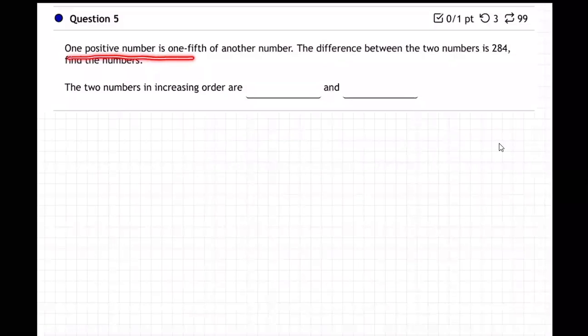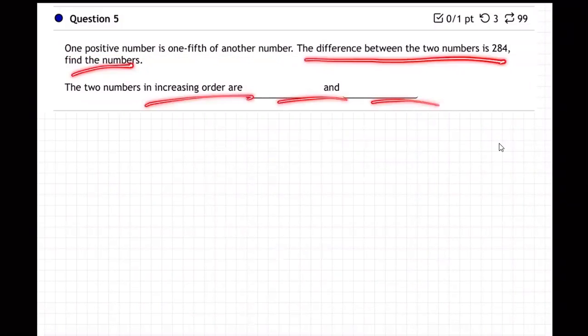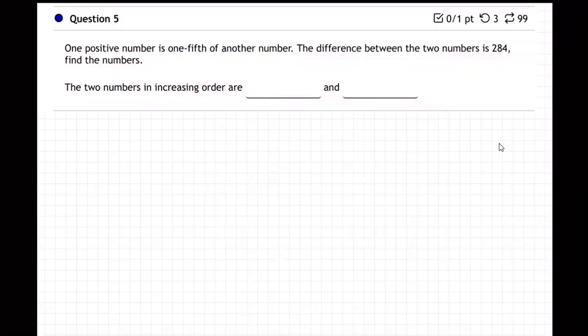One positive number is 1/5 of another number. The difference between the two numbers is 284. Find the numbers. It wants both numbers. Okay, so we've got to start with our setup here.